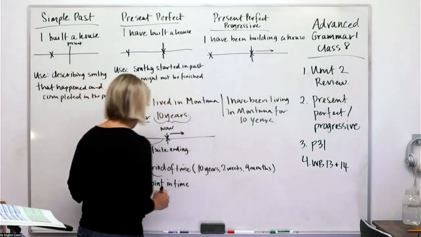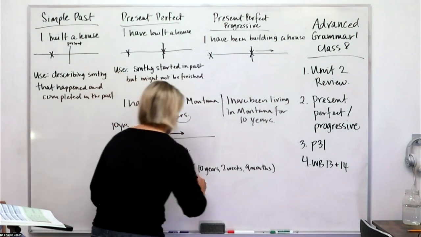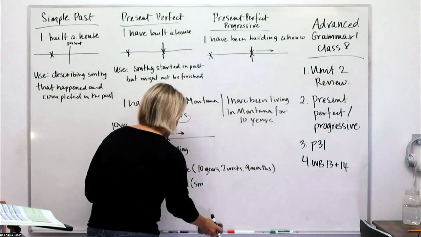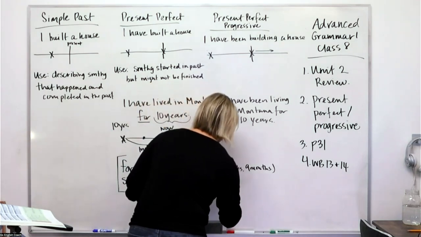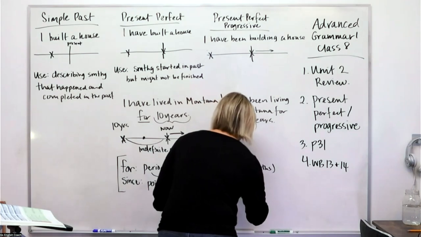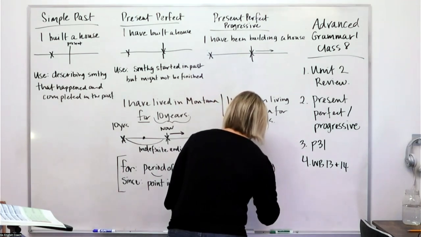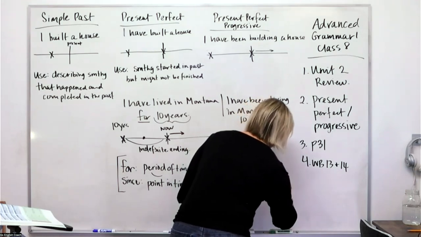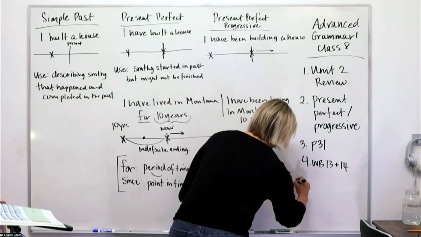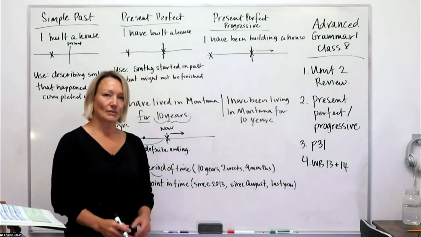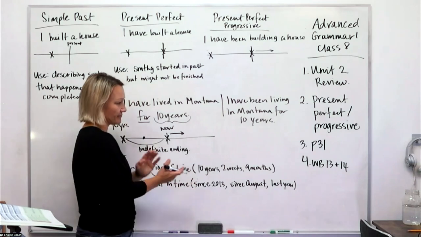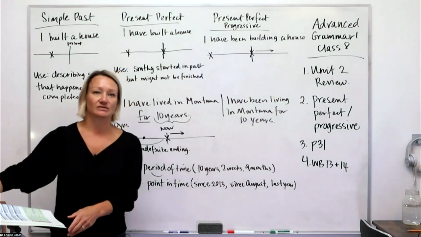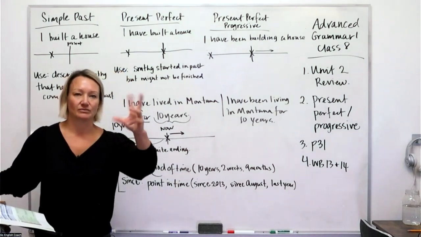So we're going to say, I have lived in Montana. We could say since, oops, that is not since. Since 2013, since August, right? Since last year. I've lived here since last year. Okay, so those are points in time. So that's when we use for and since, and we really don't mix those up. They don't sound right if you change them.